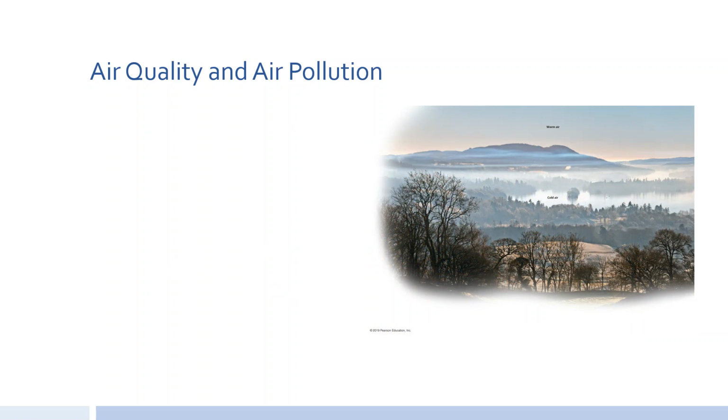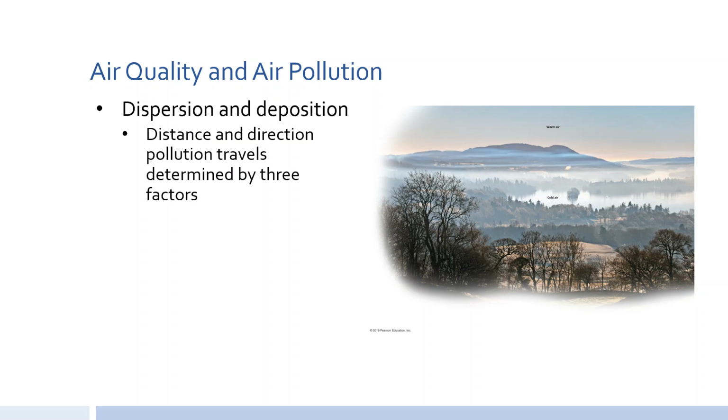And so next I'm going to talk about how pollutants are dispersed and held in the atmosphere. You have three mechanisms by which pollutants travel through the atmosphere, and that distance and direction is determined by these three factors. The first is airflow patterns. So which way the wind is blowing, right, is going to affect how air pollution is dispersed.